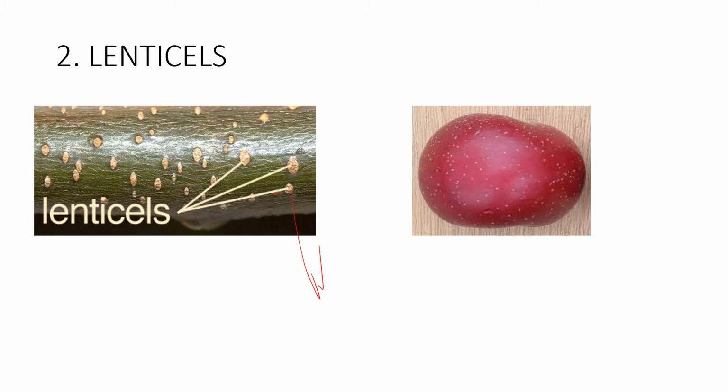Even some fruits like apples and vegetables like potatoes have lenticels on them. So this is an apple. All these tiny pores that you can see, and even if you observe a potato at home, you will find such small dots there too. These are nothing but lenticels, and gaseous exchange takes place from these also.